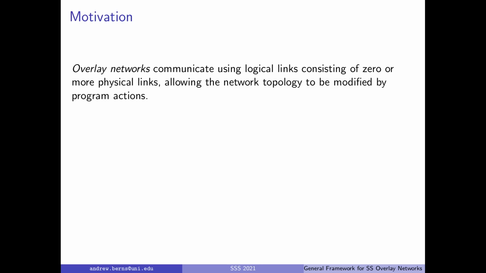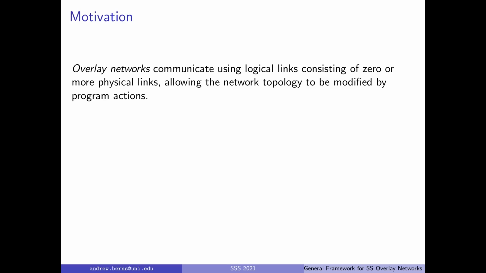Because the connections happen logically, our algorithms are allowed to actually modify the topology by adding and deleting edges. The typical example of an overlay network would be the internet. Even though my computer stays connected to my router here at home, when I type in google.com, it is as if I'm connected to Google's server. There is a logical link between my machine and Google's machine, and that's the quintessential overlay network example.